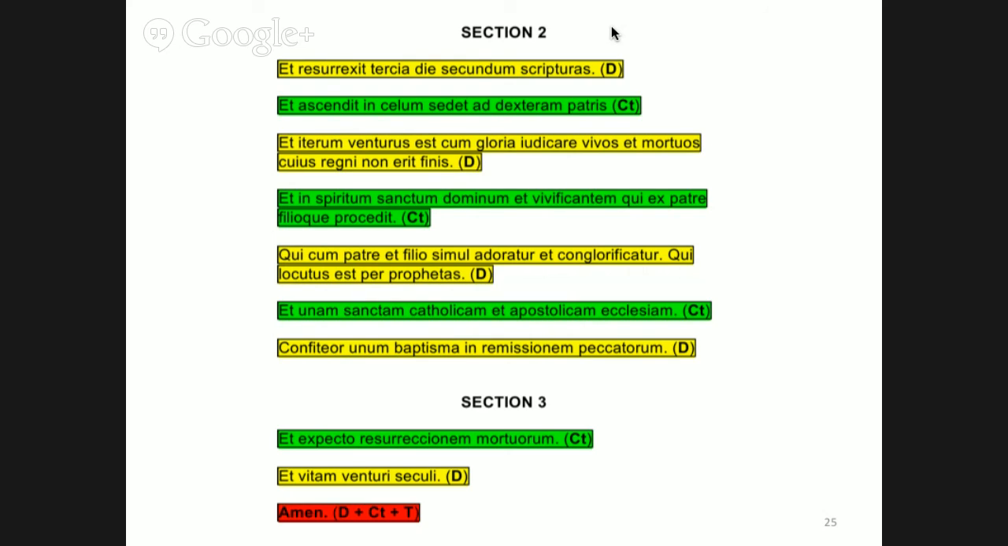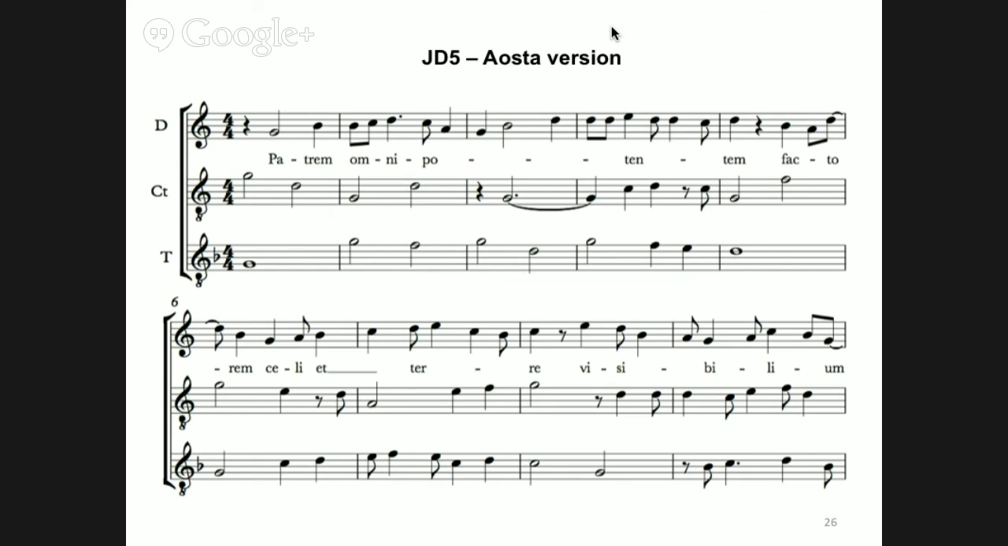When the revised edition of the complete works was published, the only known source for JD 5, remember that's the independent setting in that first group of pieces, was Aoster. There the entire text is assigned to the discantus, while both the lower voices are untexted. Since similar arrangements are found in Old Hall and elsewhere, there was no reason to question this one.